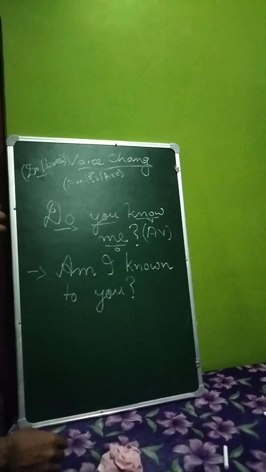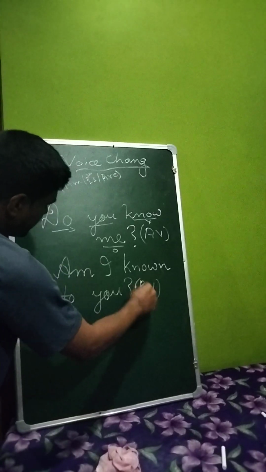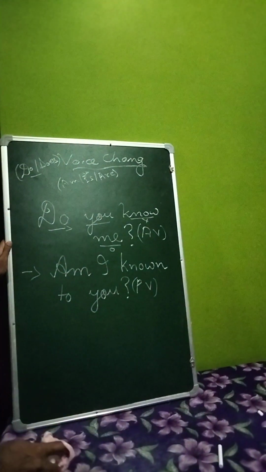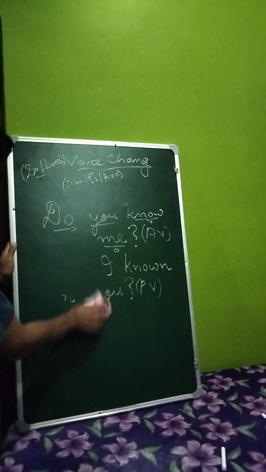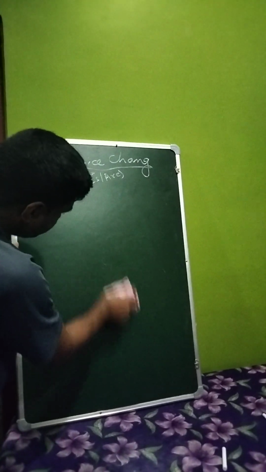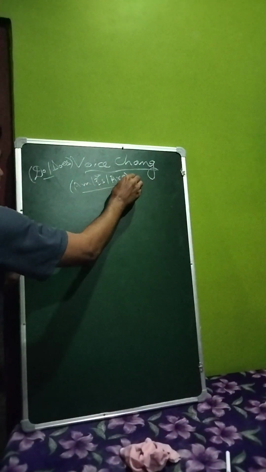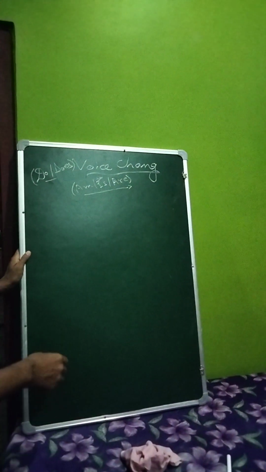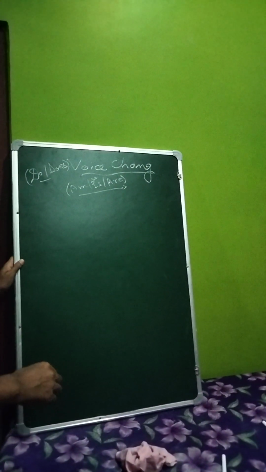That is the passive voice form. Passive voice. Am I known to you? Do you know me? It is the active voice. Am I known to you? It is the passive voice. So I hope you are clear. Now I will be teaching you the passive voice. Passive voice will start with am, is, are, and in the active voice, do or does.